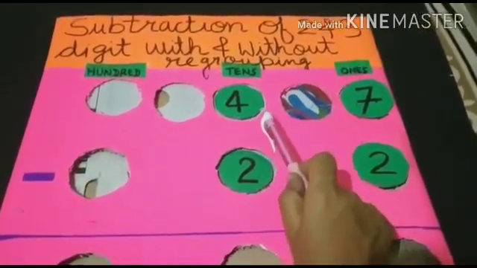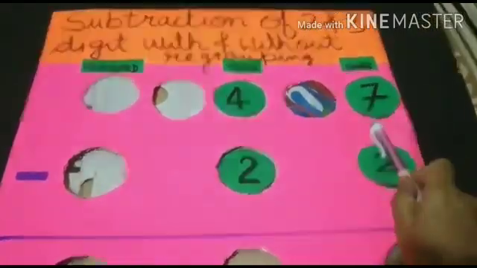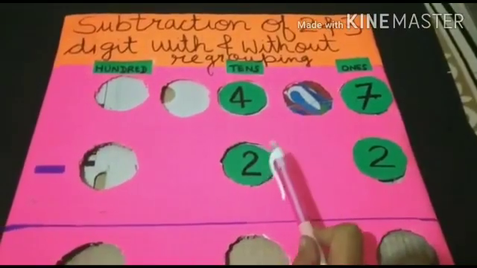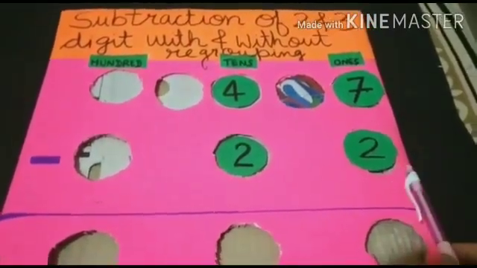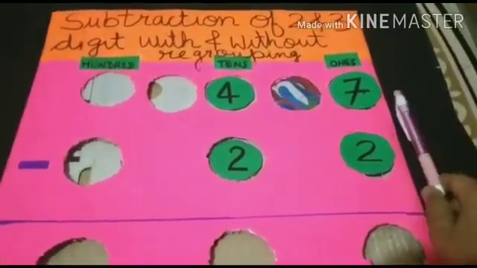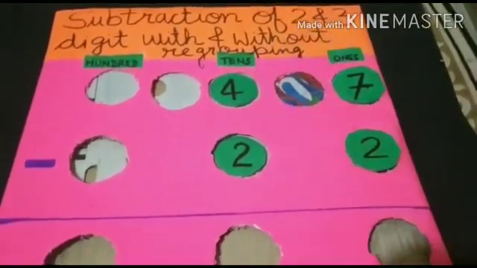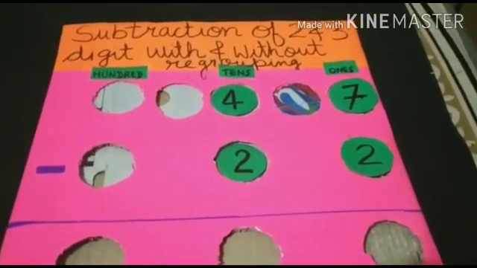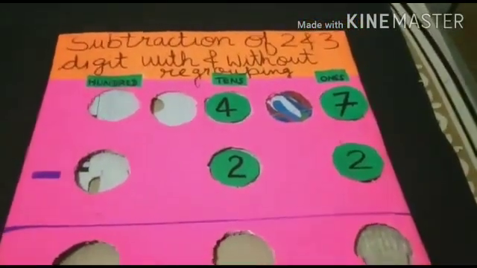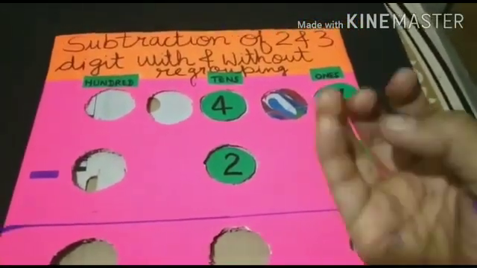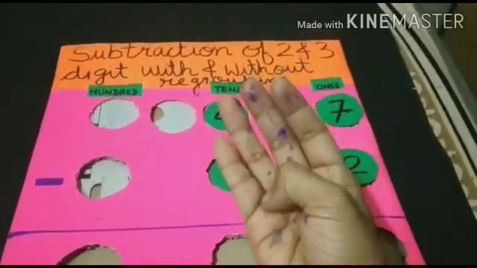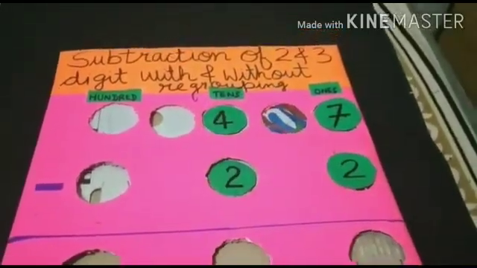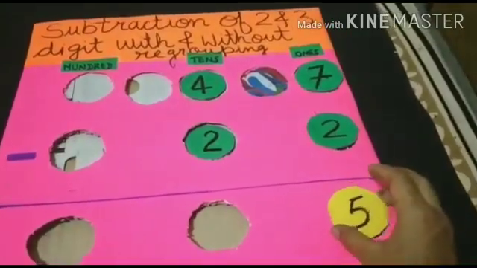47 is 4 tens, 7 ones, and 22 is 2 tens, 2 ones. So it is very easy to subtract 2 from 7. Keep in mind the way we did it in Math Mountain. From 2 we will count till 7: 3, 4, 5, 6, 7. So the answer for the ones place is 5.